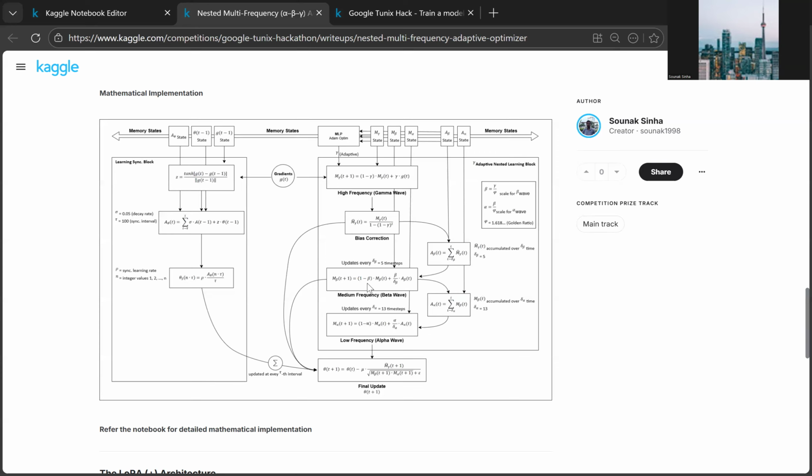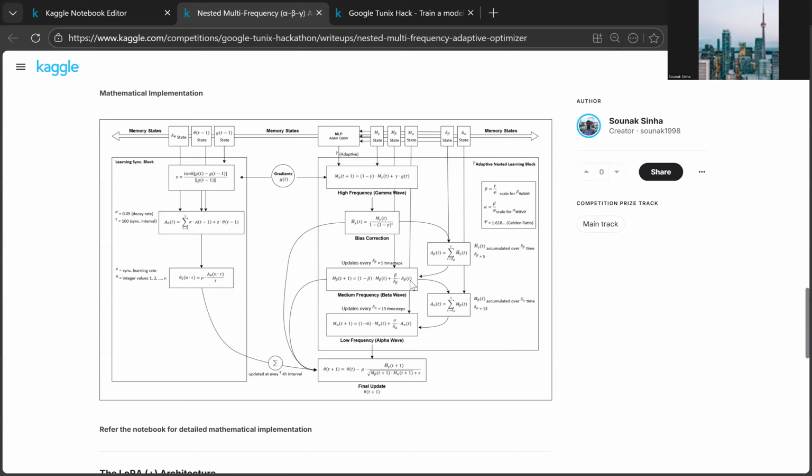And this update logic, the update equation, follows the Adam update equation, which is basically 1 minus beta times the momentum of beta plus beta by delta beta, to give the mean accumulation, and then multiplies the accumulation. So basically you can say beta is the learning rate for the beta wave.